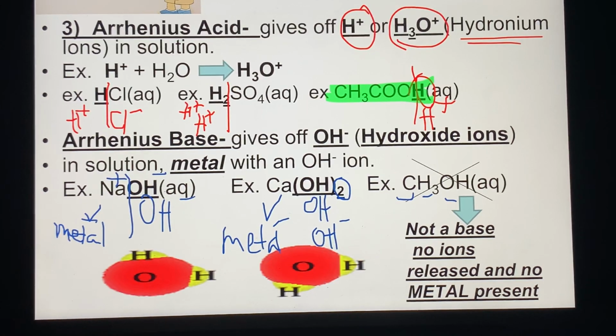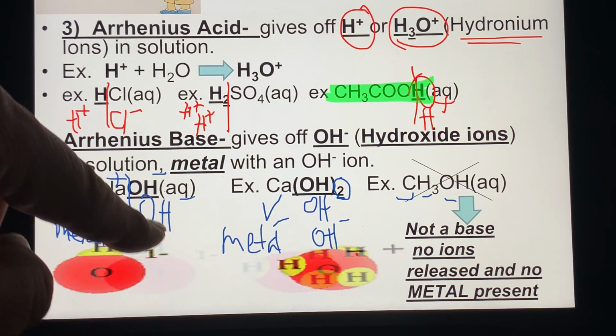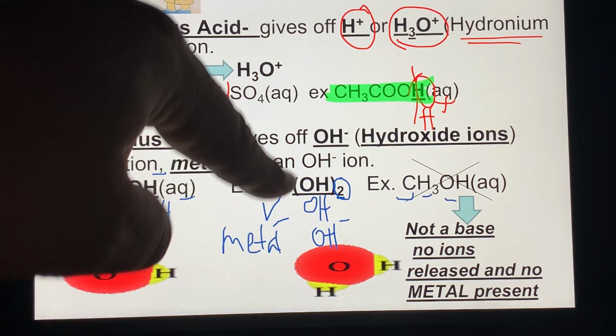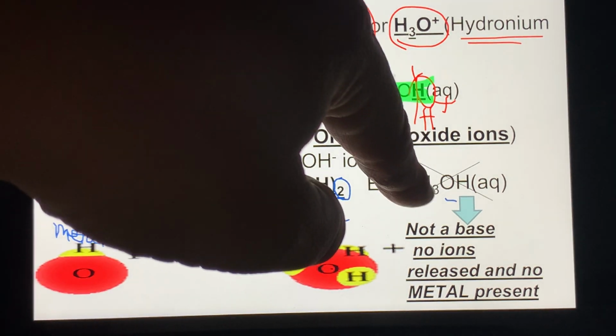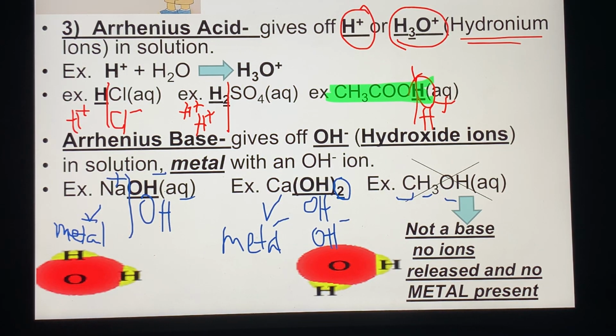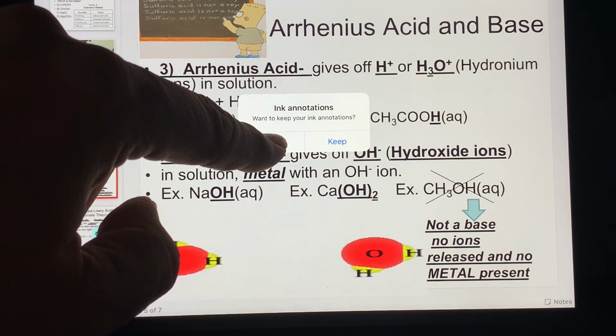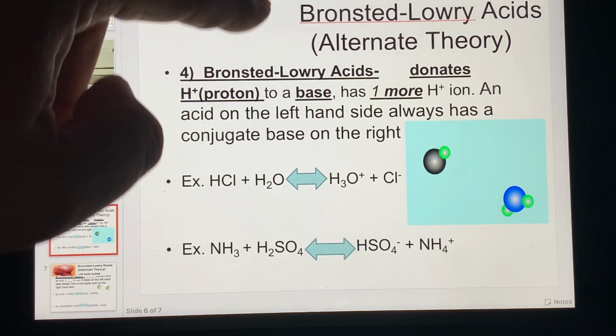Metal with the OH. NaOH, Na plus, OH negative. A metal with the OH is a base. If you don't have a metal with the OH, it's not a base, except for NH3. Again, refer to your tables. Let's proceed.